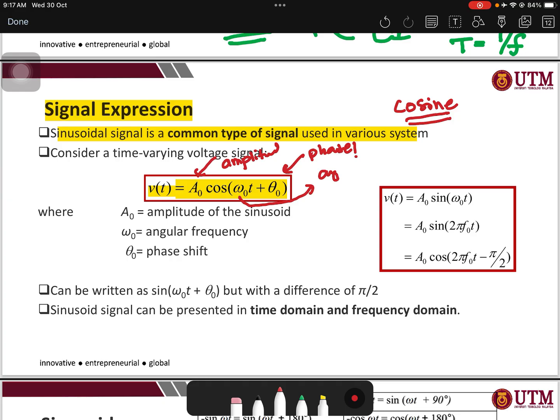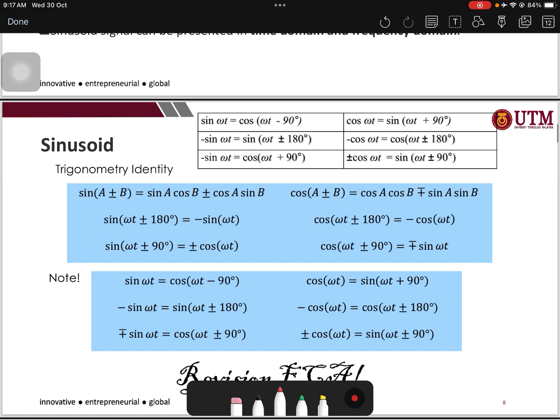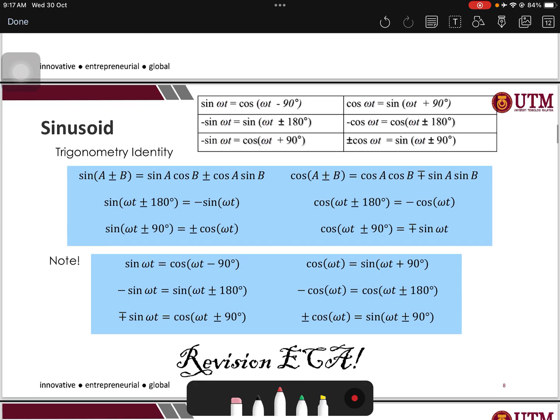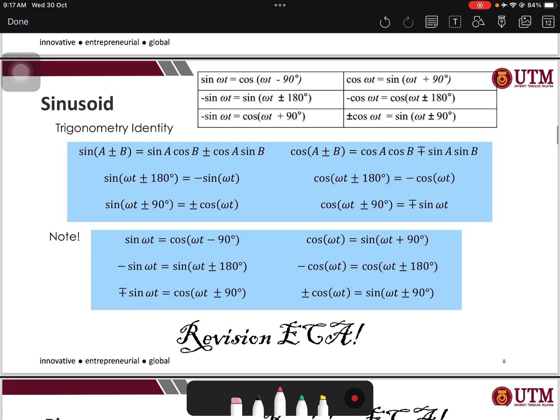Okay, so after this we will do some revision on the electrical circuit analysis, how to convert the sine signal into the cosine in terms of the phase. It also can be written as a sine omega t plus theta, but with a difference of pi over 2. A sinusoid can be presented in the time domain and the frequency domain. This is the revision for the electrical circuit analysis, how to convert the sine signal to the cosine in terms of the phasor.